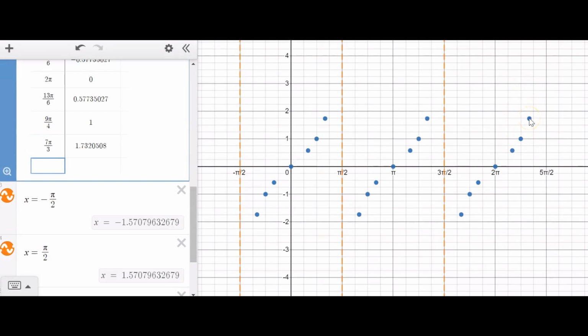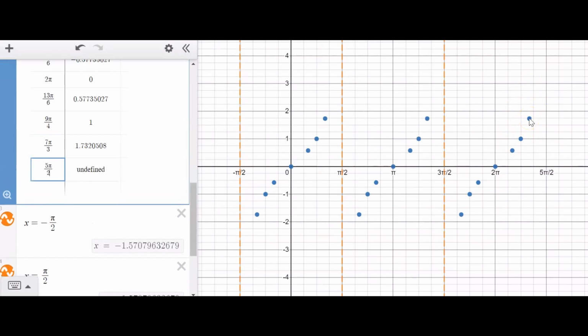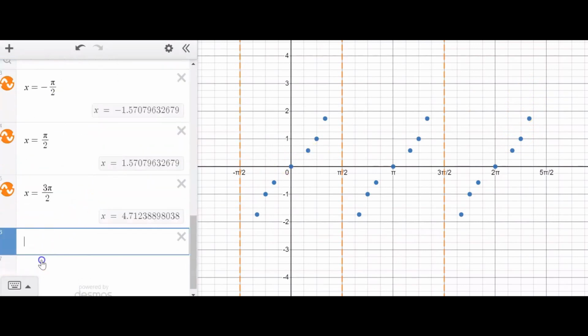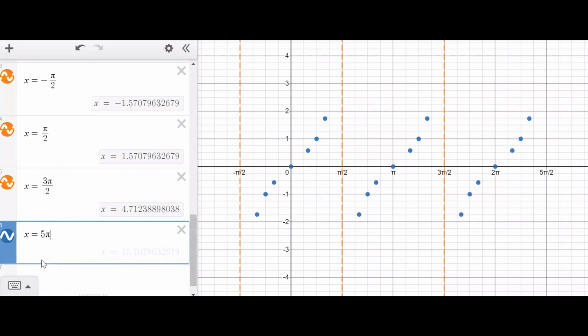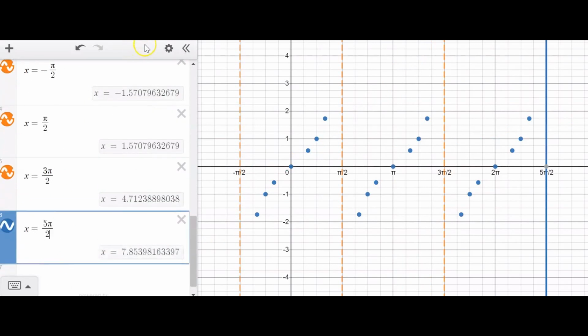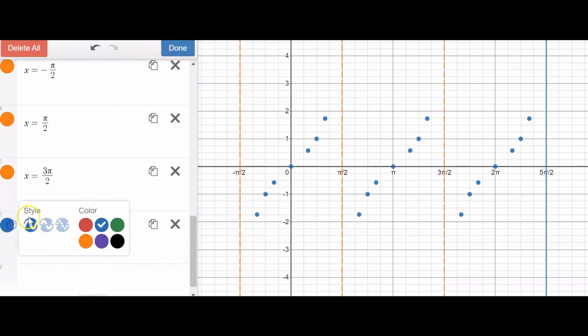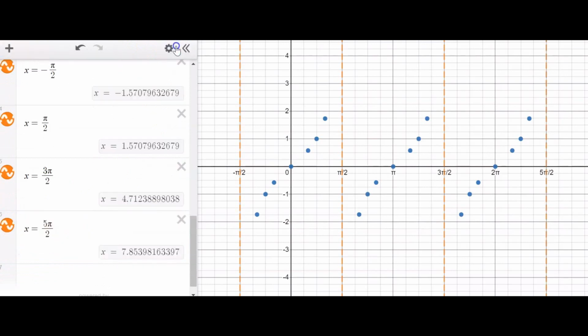And then when we get to 5 pi over 2, once again, we're undefined, so we need one more vertical asymptote here, x equals 5 pi over 2. And then we're going to make that dashed and orange and done. And what you're seeing here now is the same pattern starting at negative pi over 2 and all the way up to 5 pi over 2. We have this pattern over and over that is separated by vertical asymptotes.